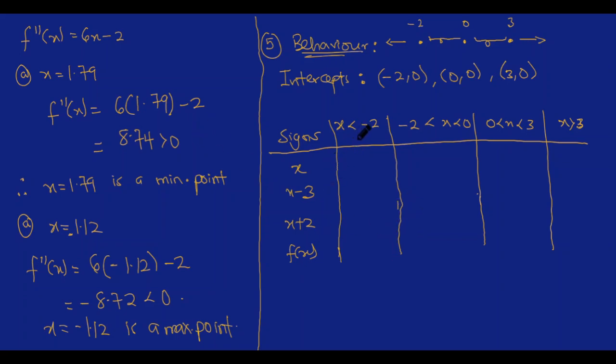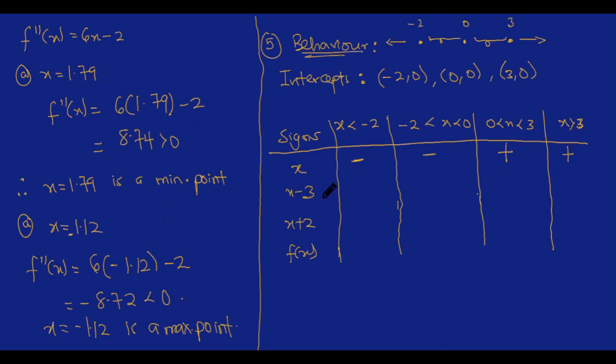So when x is less than minus 2, we know that the sign of x is negative. When x is between minus 2 and 0, the sign of x is negative. When x is between 0 and 3, the sign of x becomes positive. And when x is greater than 3, the sign of x is positive.